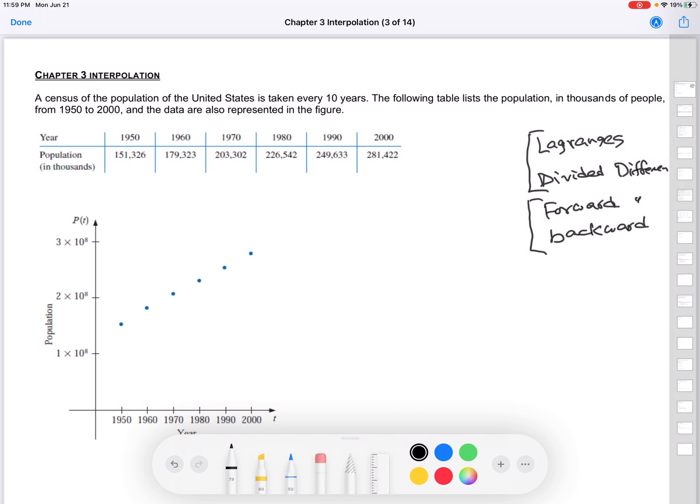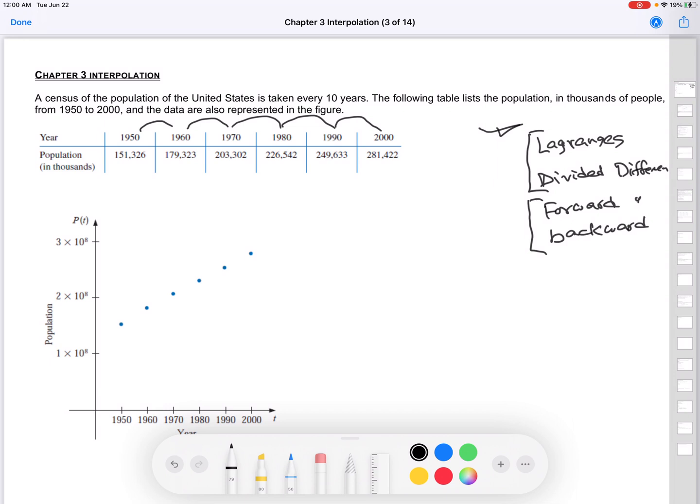First thing, look at this one. A census of population of United States is taken every year. The following table lists the population in thousands of population from 1950 to 2000. So 1950 to 1960, then 1960 to 70, 1970 to 80, 80 to 90, 90 to 2000. We can see these are at equal distance. So what will happen is we can use any one of these technique for this data set.